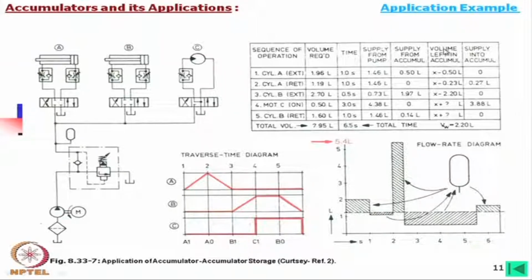So, volume left in accumulator was this much, but this is definitely higher than this one. So, excess oil is going to the accumulator. Next we are extending B, requirement 2.70 within 0.5 time, again it is adiabatic, and 0.73 liter is supplied from the pump and 1.97 liter from the accumulator.